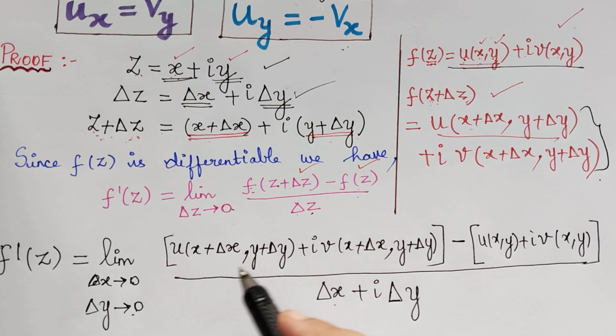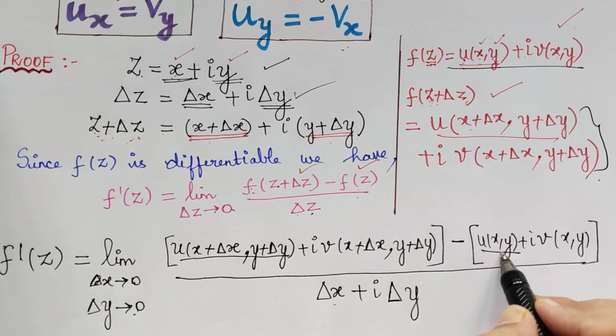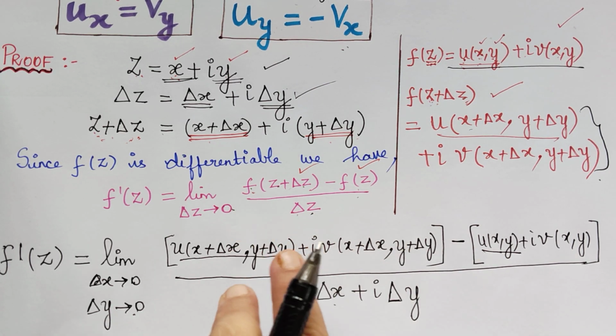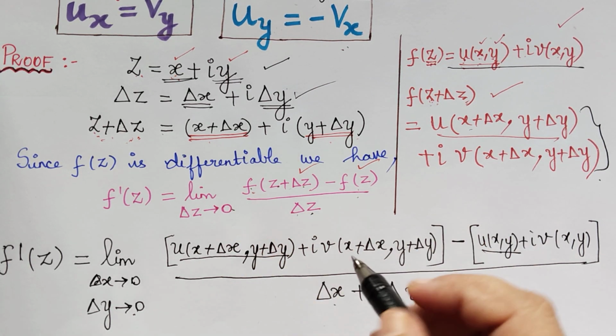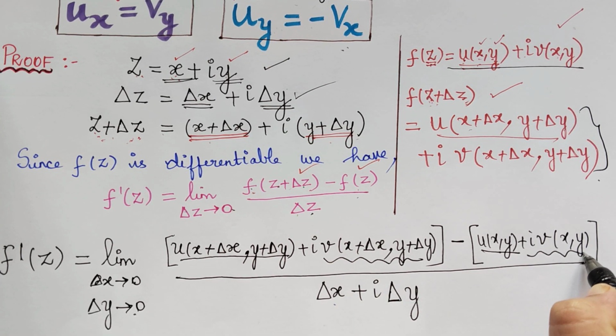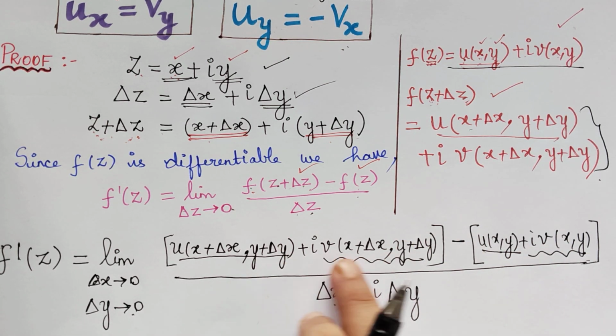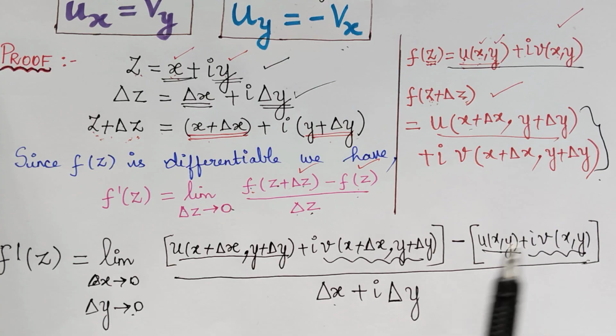Now in the numerator, this is the real part and this is also a real part. So we will combine these two real parts and write together. In a similar manner, this is the imaginary part and this is also an imaginary part. So we will combine these two imaginary parts, and we will separate the numerator as real part plus i multiplied with imaginary part. So we will write in that form.